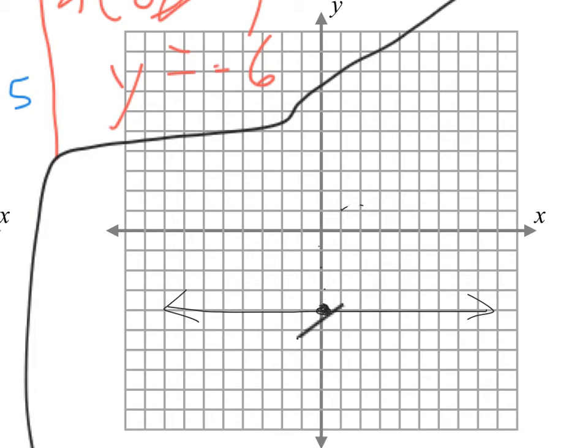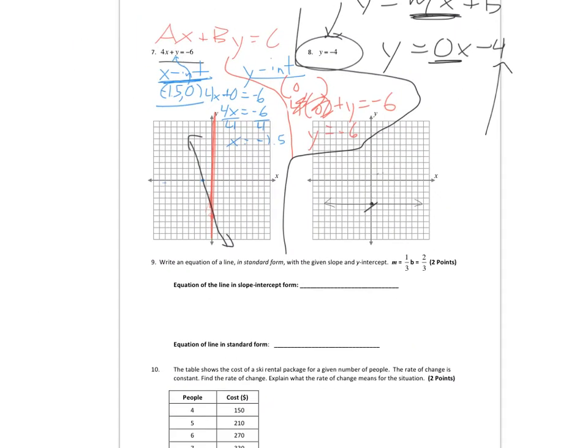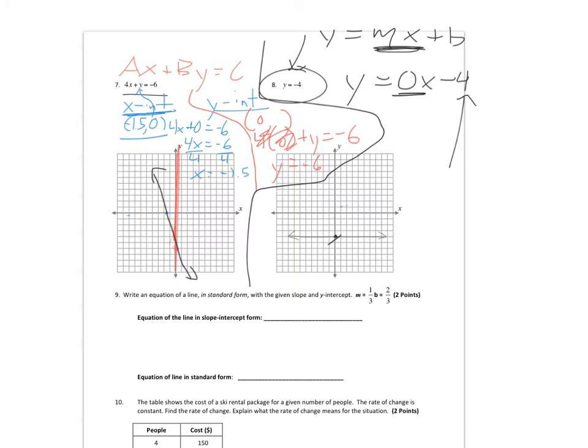Another way to think about it is when you have y equals negative 4, that means you want a line where y always equals negative 4. On this line, no matter where you're at, it will always have a y value of negative 4. Let's move on.